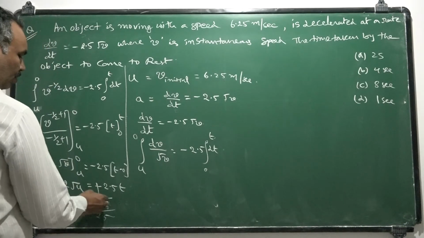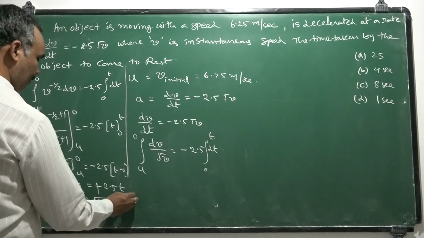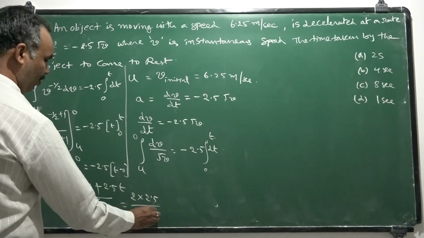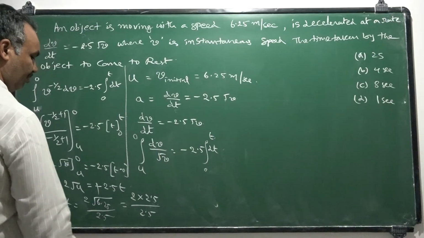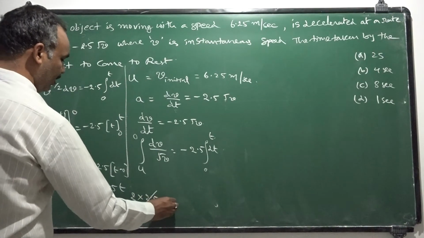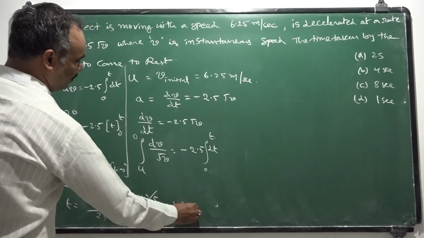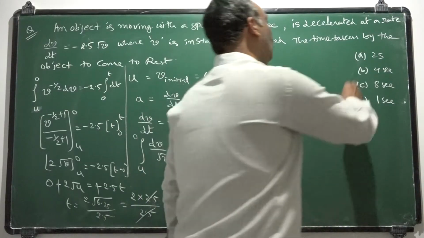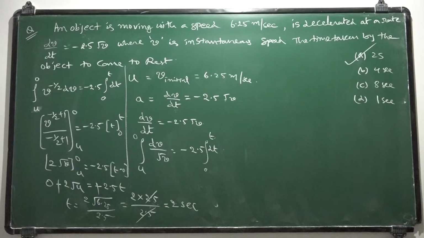And if you do the root for this, you will get 2.5 by 2.5. 25 25s are 625. This and this get cancelled. Answer is 2 seconds. So this is the solution for the given problem. The solution is quite simple.